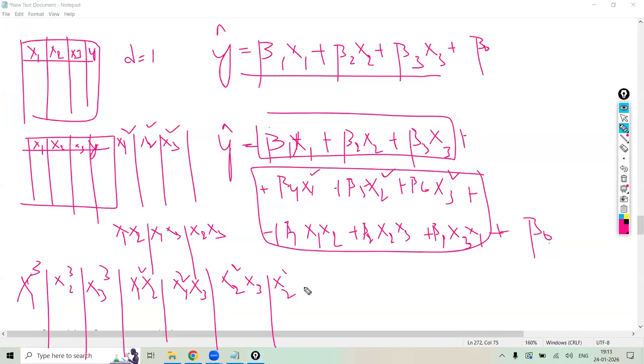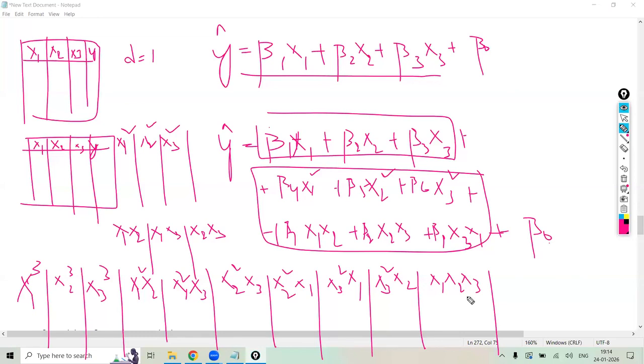X2 square into X1 will be added. X3 square into X1. X3 square into X2. X1, X2, X3. Now, in total, how many will be added? 1, 2, 3, 4, 5, 6, 7, 8, 9, 10. Already 9 are there. 9 plus 10, total how many? 19 columns will be created overall.